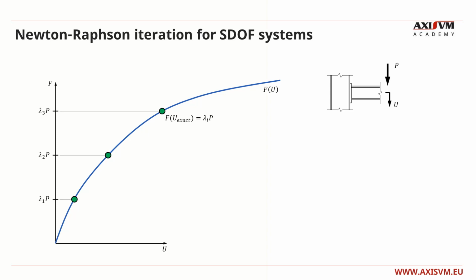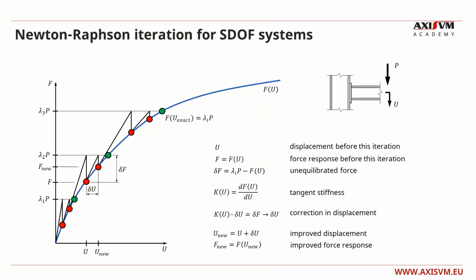At first, the load process is divided into load increments. Then, an iteration method tries to find the way from the equilibrium point of the last load level to the next one. The exact solutions at certain load levels are marked by the green circles, while the red circles denote the trial points of the iterations. During an iteration, the nonlinear function is approximated with its tangent. The written equations describe an iteration step. The exact solutions can only be approximated.